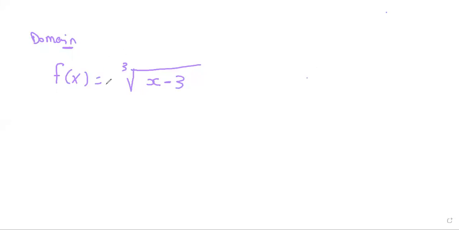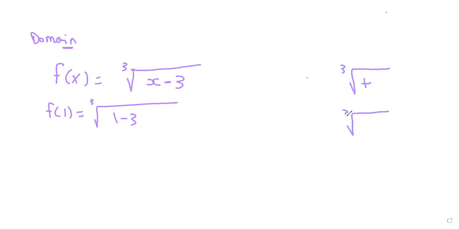The domain in this case, I'm asking about the values we can find. So easily, take it easy. If I have a value like 1, f of 1, we can find the value of 1. Because the cubic root of 1 minus 3 is the cubic root of minus 2. And we can find the cubic root of any negative value. So the cubic root of any positive value, and the cubic root of any negative value, and the cubic root of 0, we can find all of them.